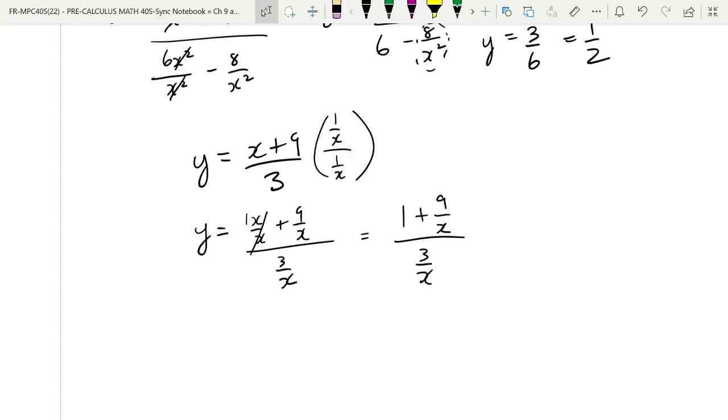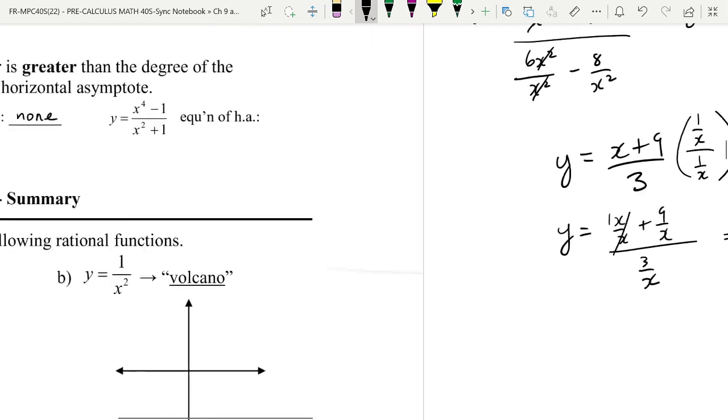What happens as this x blows up? It becomes a billion, a trillion, a quadrillion. I get 9 over a quadrillion. That's decimal 0, 0, 0, 0. It's nothing. So this is 1 plus 0. Uh-oh. The denominator becomes 0 too. And of course, that's non-permissible. Therefore, no asymptote exists. So that's where the rule comes from.